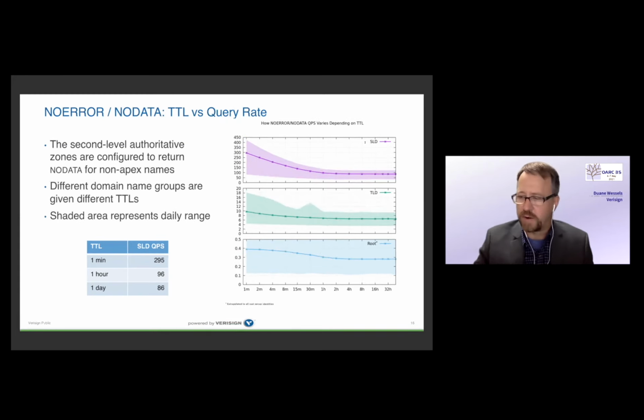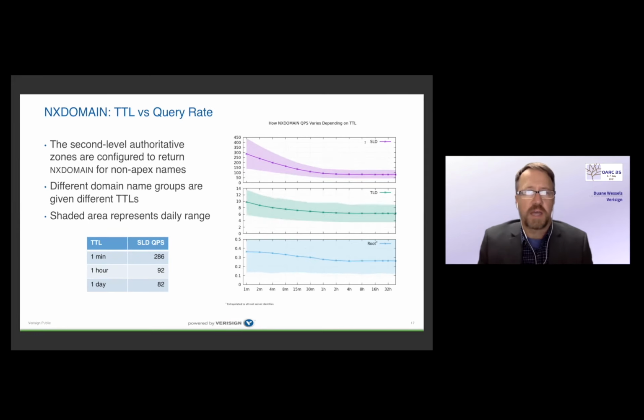Here's the no error, no data case. Things look a little bit similar, but the SLD graph in particular is a little bit higher, and you can see that better in an upcoming slide. But again, at the 1 minute level, it's still right around 300, but it plateaus slightly higher. The TLD and root graphs look pretty similar to the previous one. And here's the NX domain case, which again looks a lot like the no data case, because as you already said, these two cases of negative responses are essentially equivalent.